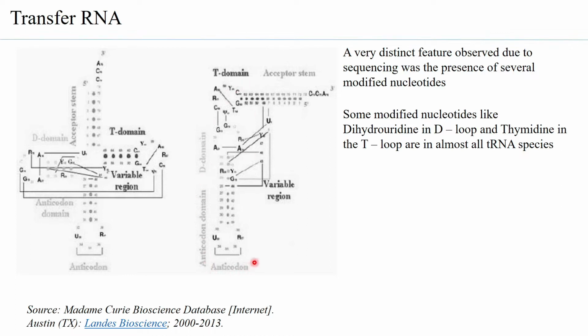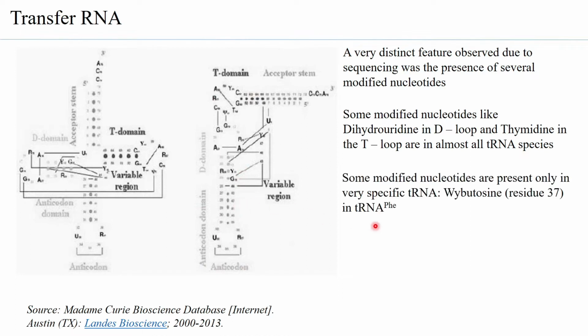But what has also been observed is that there are certain base modifications which are restricted only to a particular tRNA. So for example, when you consider phenylalanine, the cognate tRNA for phenylalanine has a very specific modified base called wybutosine at residue 37. Now you will not find this present in most other tRNA species. So you can see how certain modified nucleotides make it an identity for a specific tRNA.